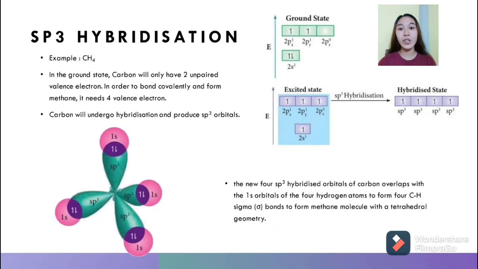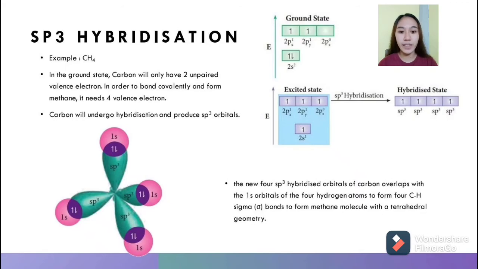The third kind of hybridization that we will tackle is the sp3 hybridization, and we will take methane as our example. Carbon here is our central atom, and we will observe its ground state. So we can see here in carbon's ground state that it has one paired valence electron in the 2s orbital and two unpaired valence electrons in the 2p orbital.